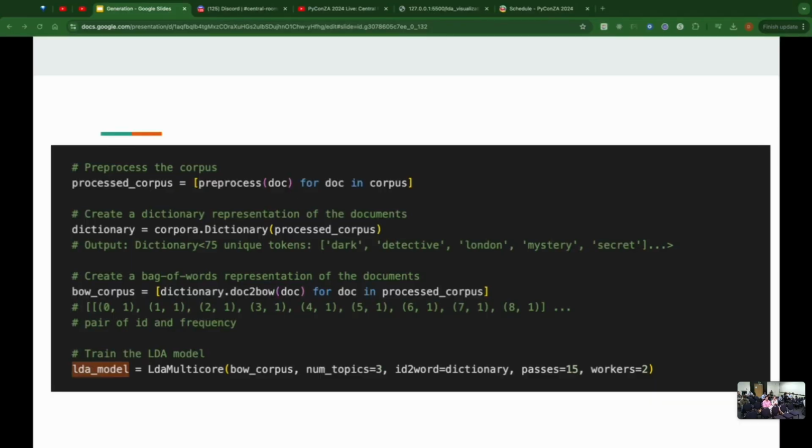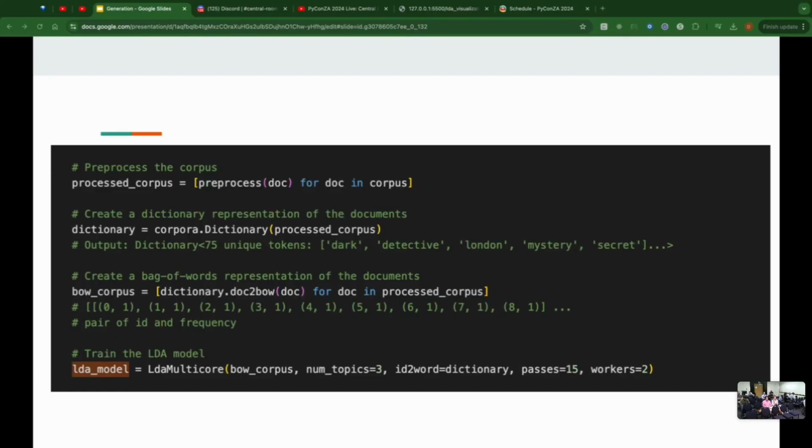Now we see this LDA multicore model. In this, we see the number of topics is 3. Here we're deciding that we want 3 different topics. Then we see the id2word parameter, which is crucial because it maps between the word IDs and the actual words. In the bag of words corpus, we store the elements in the form of ID and frequency, and we need some kind of relation so that we can map the words to it. This is where the dictionary comes into the picture.